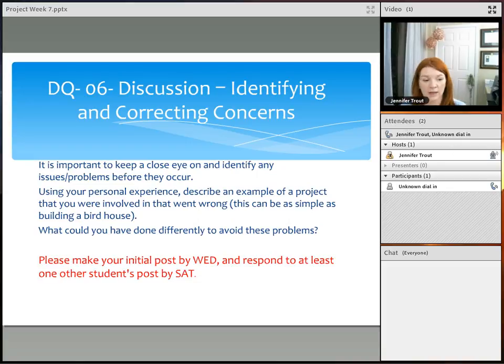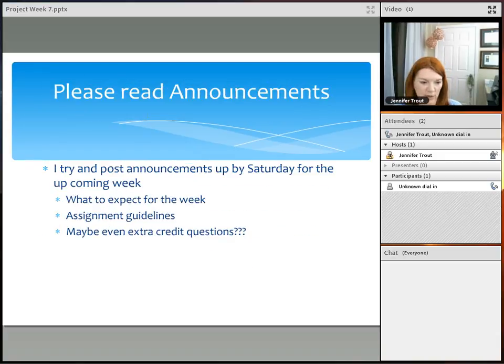This can be as simple as building a birdhouse, making a peanut butter and jelly sandwich, or cooking something for the first time. Come up with something. Then, what could you have done differently to avoid the problems that occurred in that project? Remember, initial post Wednesday and your feedback post on Saturday.